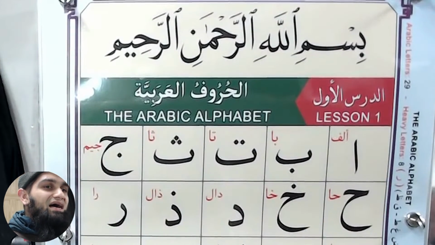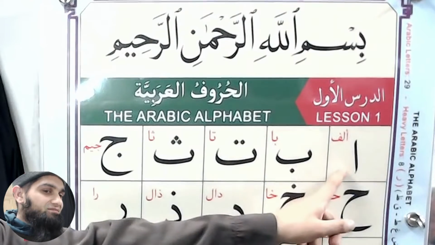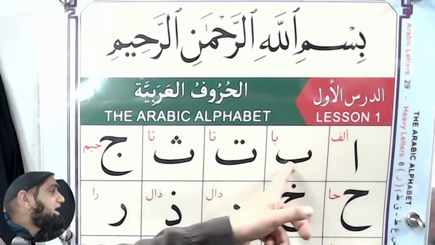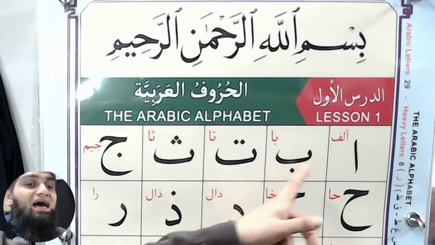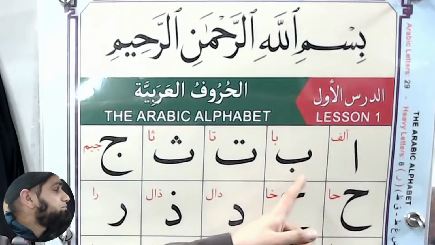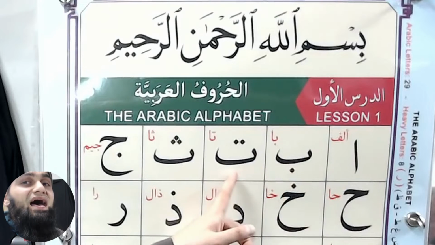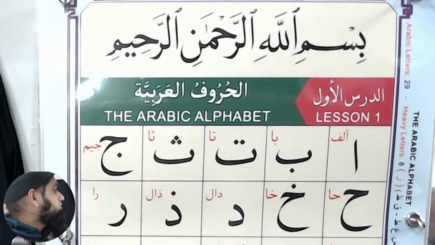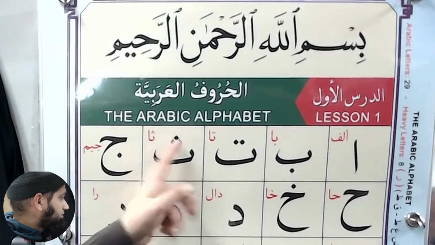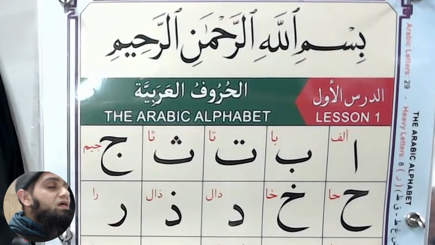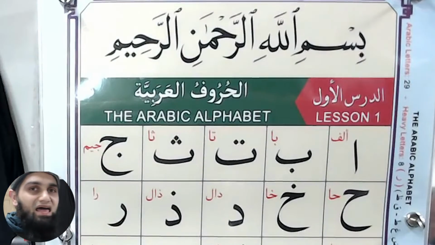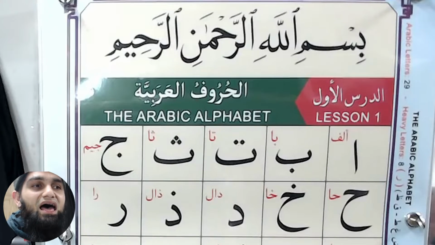Ta, ta, ta. Alif, ba, ta. The fourth letter has three dots on it and ends with alif. Tha, tha, tha.